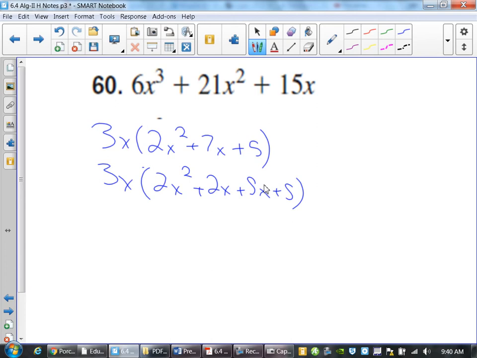What do you do with the 3 though? Like, does that just go away? GCFs. No, nothing's going away. You're doing GCFs.